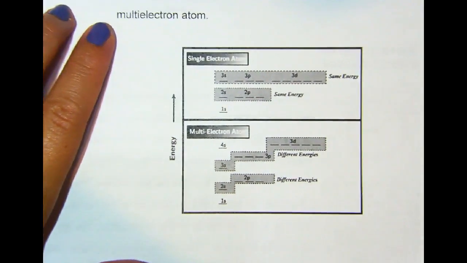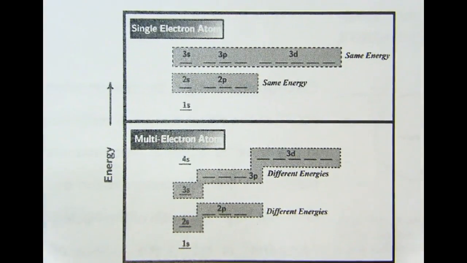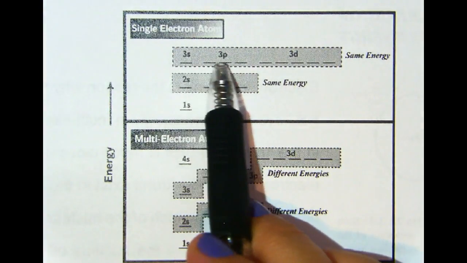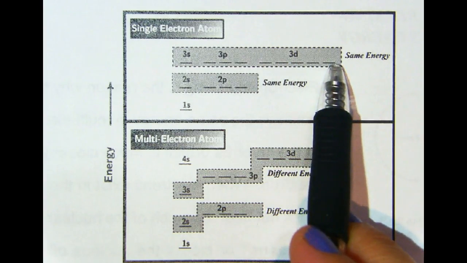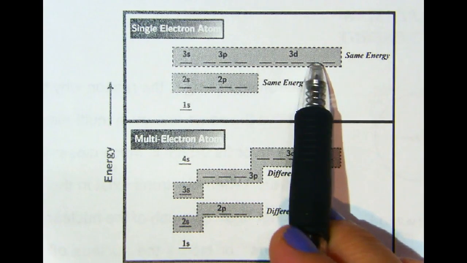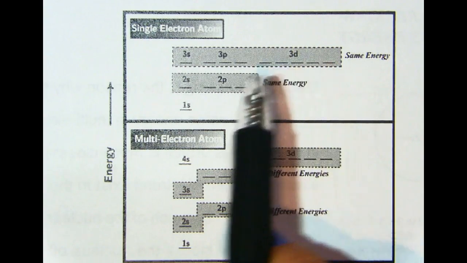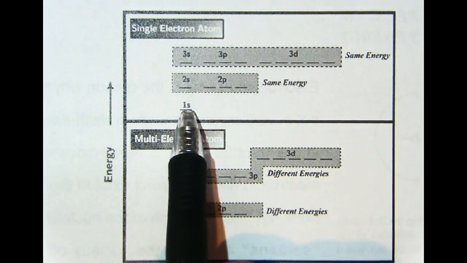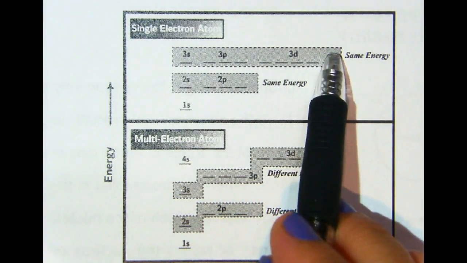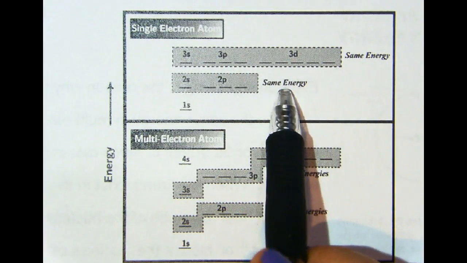So if we look at this diagram, notice that when you have only one electron present in the atom, all of these orbitals are of the same energy and they're all totally level. They're not occupied, which makes them degenerate sublevels. So there's only one electron. It's here in the 1s, which makes these degenerate sublevels. They have the same energy and they are not occupied.